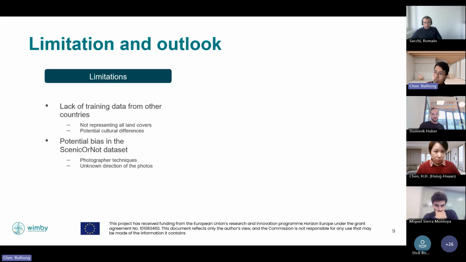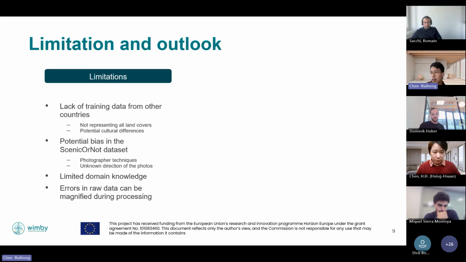It was rated on pictures. There could be biases on the photographer's techniques and also the unknown directions of the photos that were presented. And we also can have limited domain knowledge, meaning that the features that we selected might not fully capture the relationship. And there could be errors in the raw data, could be magnified during the processing.